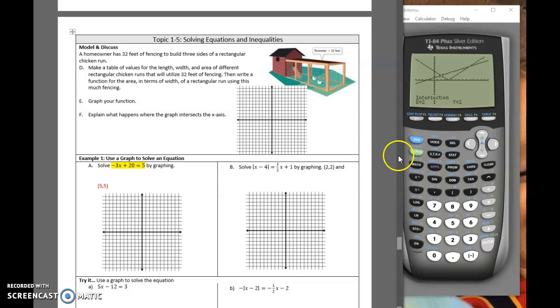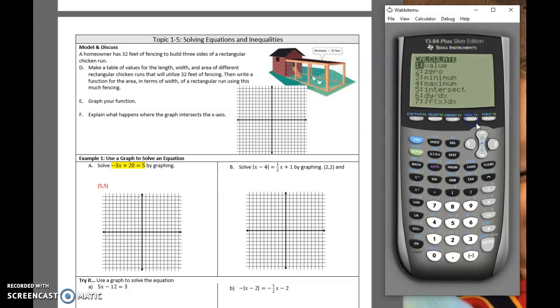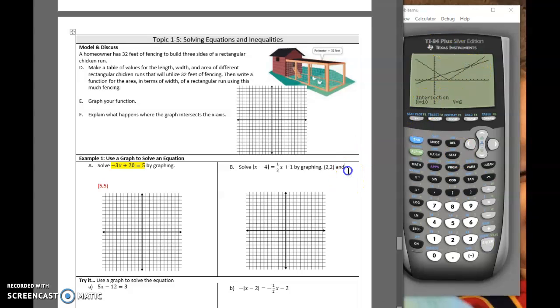And then we know we have another one. And so we're going to do the same thing. Second, trace. And again, we want the intersection. So this one right here. Enter. And we're going to scroll over by using the button here to get closer here. Enter. And I'm going to go on the other side. Enter, enter, and it gives us 10, 6. And so those are our two answers for those.